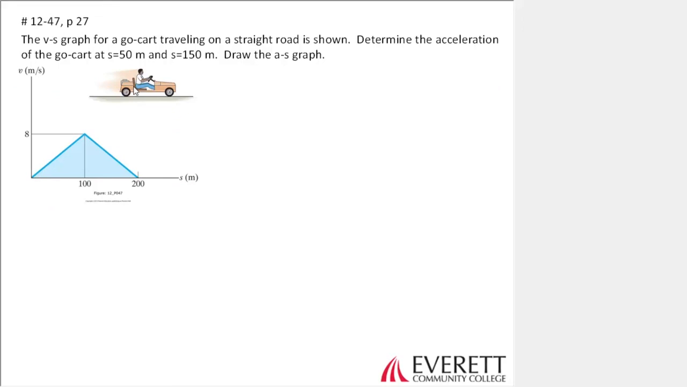Here we go. The v-s graph for a go-kart traveling on a straight road is shown. Determine the acceleration of the go-kart at s equals 50 and s equals 150 meters. Draw the a-s graph. I'd like you to do this in your groups. Working with someone, you're going to need someone to talk to, so if you've been working by yourself, find somebody to ask questions to. This is actually a pretty quick one to answer, but it is a little confusing. So see if you can figure this out. I'll write the givens and finds, then I'll come around and answer questions.